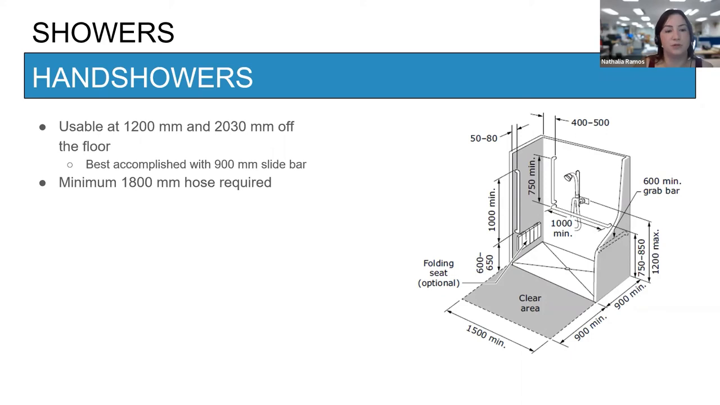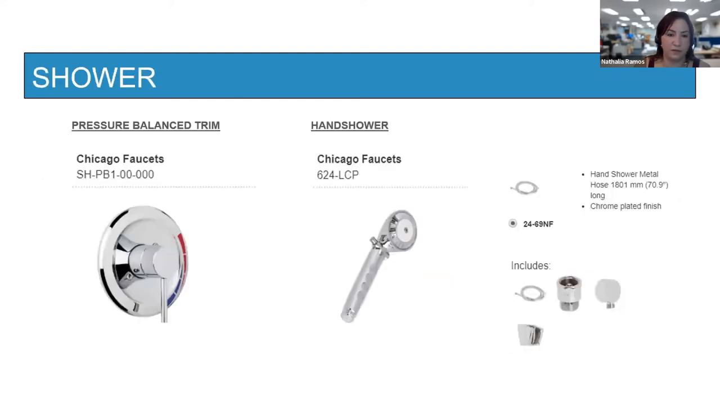Hand showers. So it has to be usable at 1220, 130 off the floor. This is best accomplished using a 900 long slide bar. And also, one of the new changes of the code is that the hose has to be minimum 1800. So there are not a lot of manufacturers that can provide hoses that long, but we have from Chicago Faucets a hose, the 2469 NF, which is 1800 long.